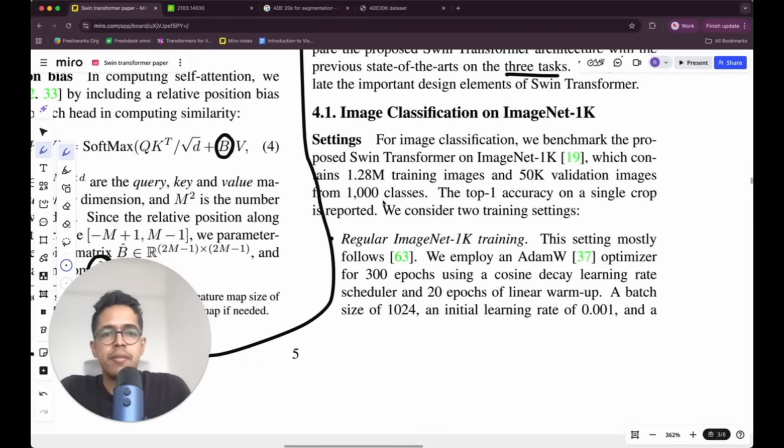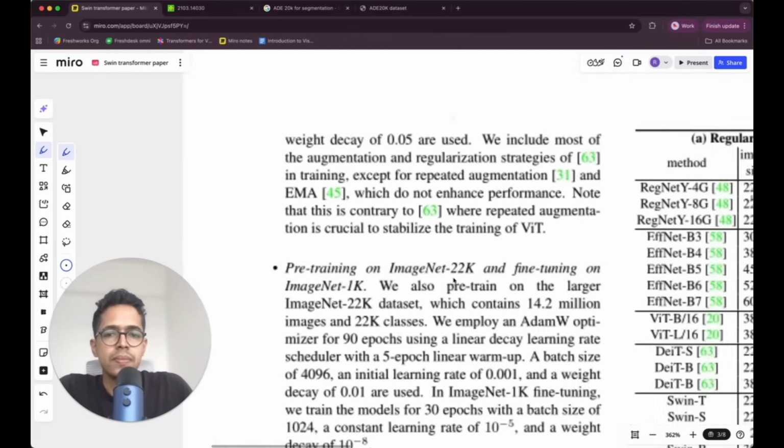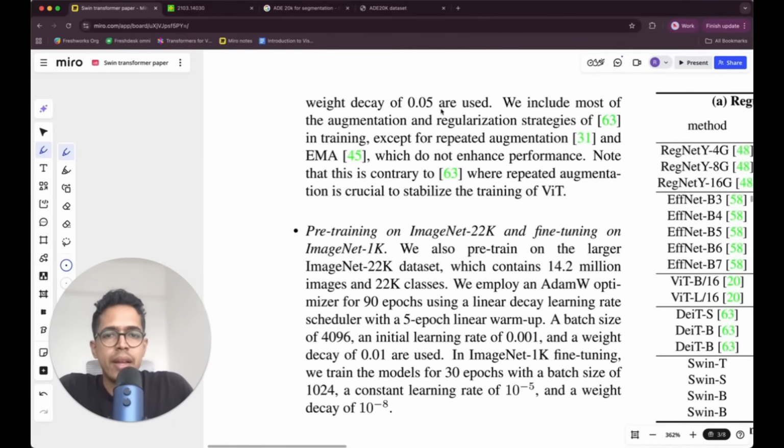For image classification, we benchmark the proposed Swin Transformer on ImageNet 1K, which contains 1.28 million training examples and 50K validation images from 1000 classes. The top one accuracy on a single crop is reported. We consider two training settings. First is regular ImageNet 1K training. In this setting, we mostly employ the AdamW optimizer for 300 epochs, a cosine decay learning rate scheduler, and 20 epochs of linear warm-up, a batch size of 1024, an initial learning rate of 0.001, and weight decay of 0.05.